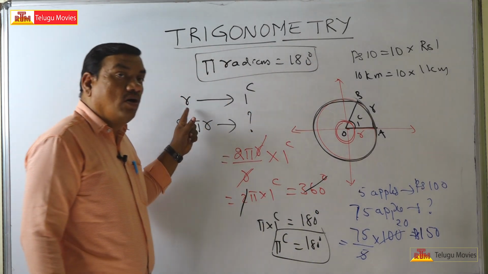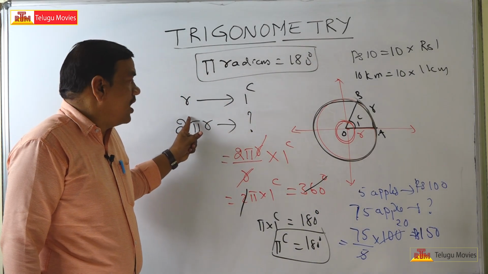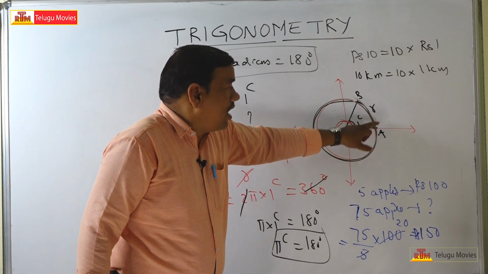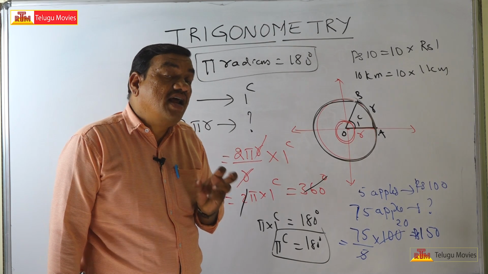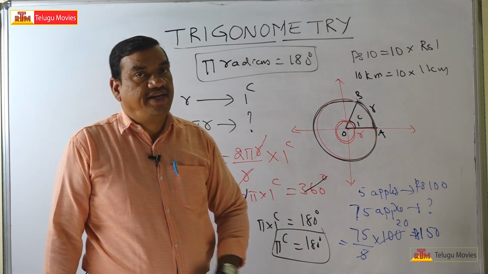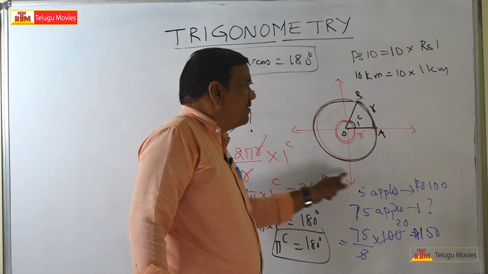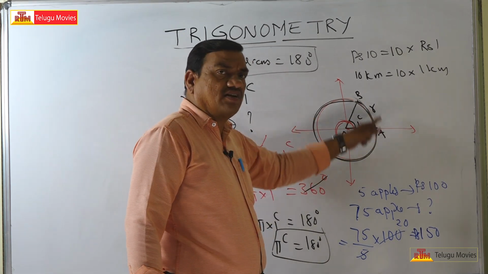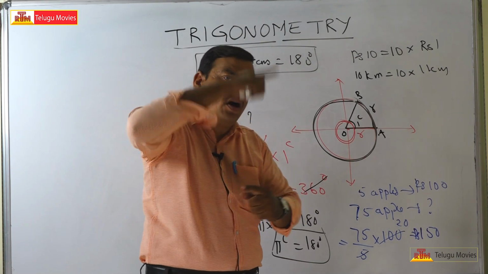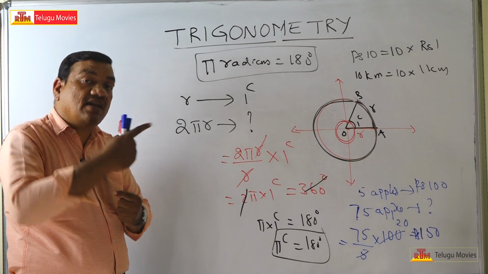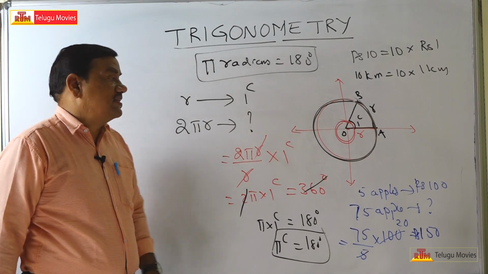Here also, an arc of length r makes how much angle at the center? 1 radian. It is a definition. A complete arc is also an arc; the circumference is also an arc, a very big arc. What is the length of that complete arc? The circumference, 2 pi r. Here pi means 22 by 7.